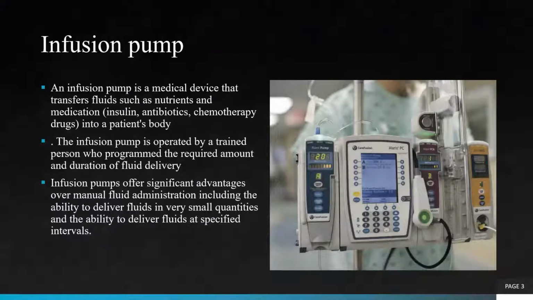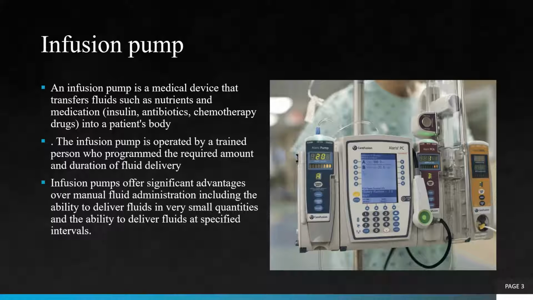Infusion pump. An infusion pump is a medical device that transfers fluids such as nutrients and medication, insulin, antibiotics, chemotherapy drugs into a patient's body. Infusion pumps are widely used in hospitals and nursing homes.